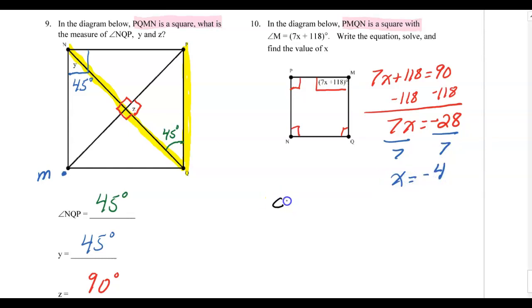Now, I'm going to check it. I'll say 7 times negative 4 plus 118. That does equal 90, so I know I did this problem correctly. Angles cannot be negative, but it's perfectly fine that the value of x is negative.